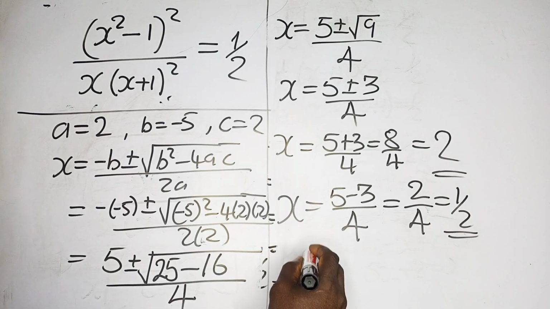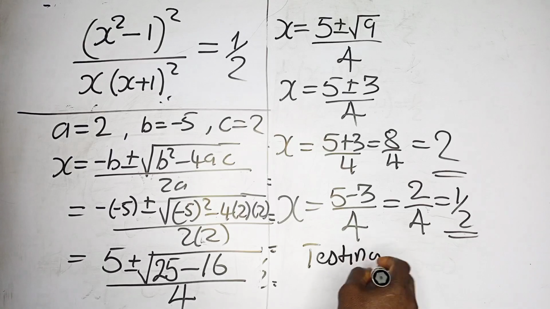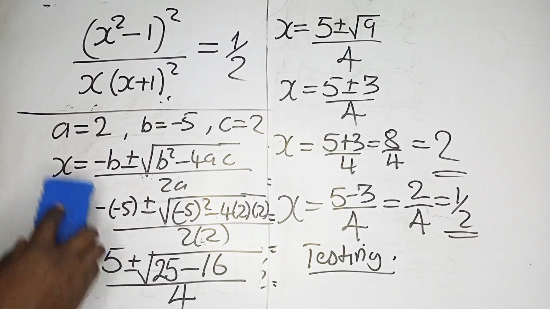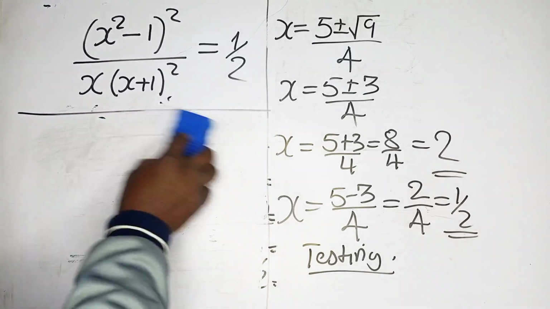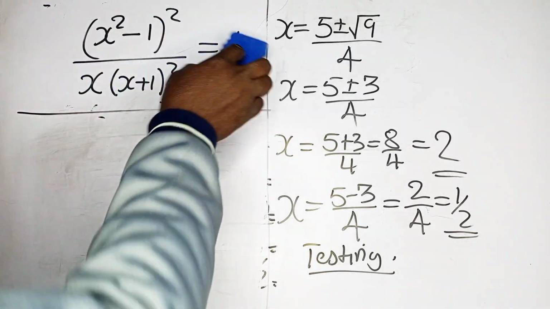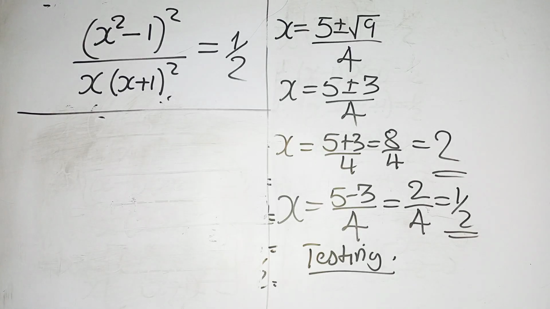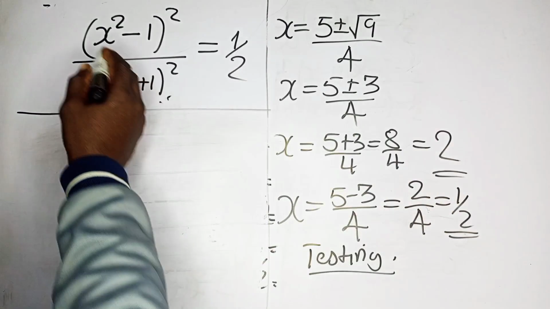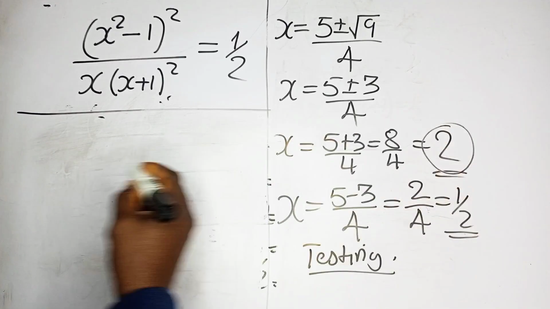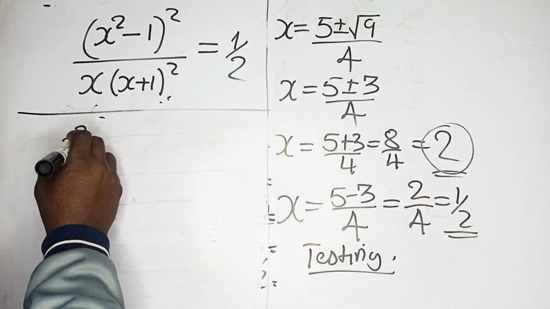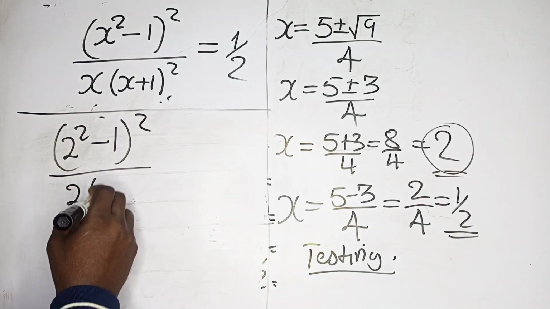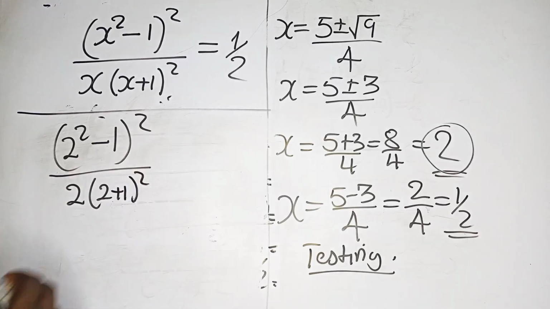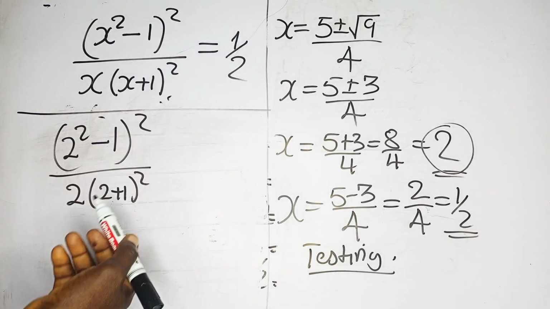Okay, we can test to see if our solution is valid. To test means to put the values of x on the left hand side expression and see if we obtain the result on the right hand side. So if we test the first value 2, wherever we see x, we're going to put 2. Let's do that. So we'll have 2 squared minus 1, all of that squared, all over 2 into 2 plus 1 squared. Are we going to have the result, what we have on the right hand side? Are we going to get half when we evaluate this?